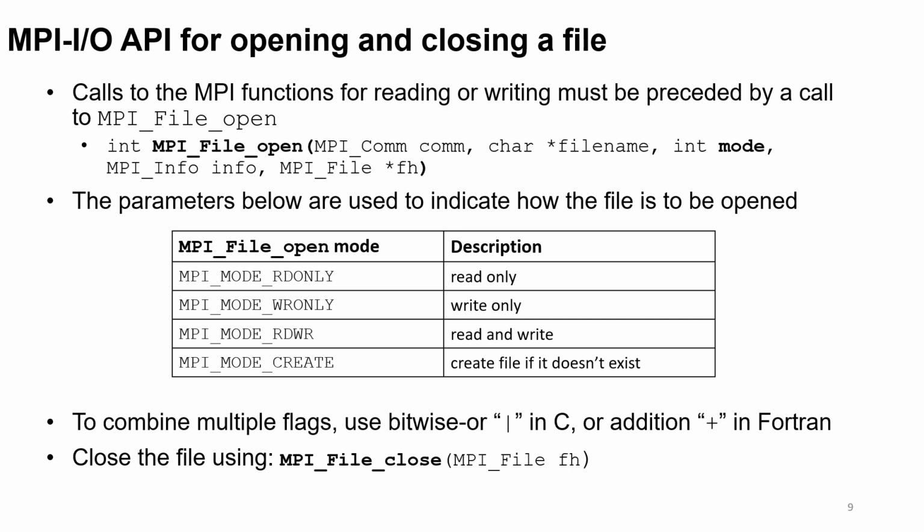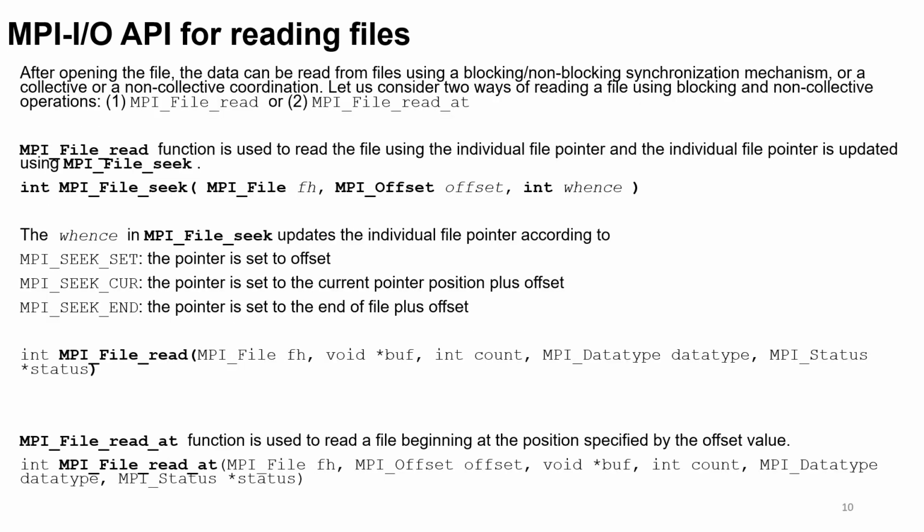Once we open the file, we can do the I/O, we can have different processes reading or writing to this file. And once we're done, we should remember to close the file by calling the MPI file close function. The MPI file open call defines an individual pointer for the process and a shared pointer for the communicator. Once the file is open, then we can continue with the reading and writing part.